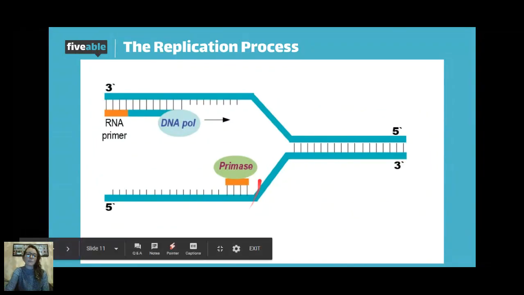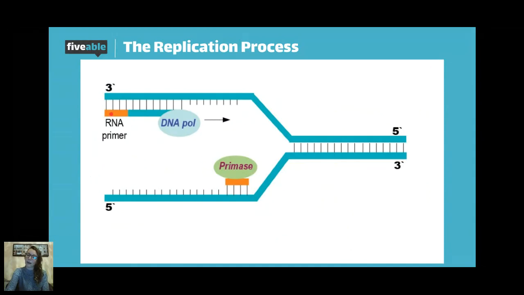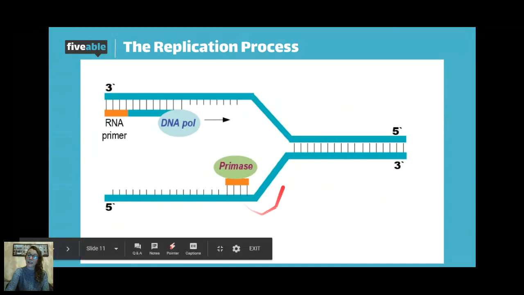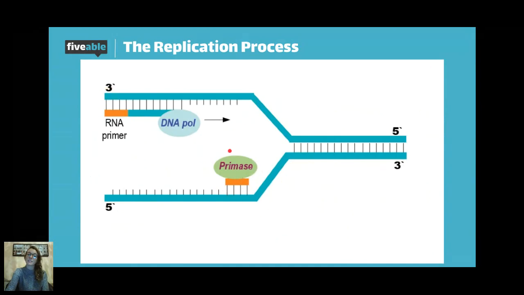And you'll notice that primase put primers in 2 opposite locations here at the 3' end of the parental strand. The 3' end is where the primers go because that's where DNA polymerase will bind and then move down the line. Okay, so that's another important enzyme.